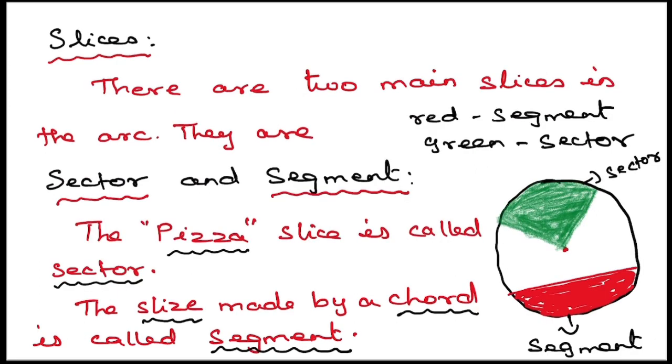Next, sector and segment. Sector: the pizza slice is called a sector, whereas a segment is the slice made by a chord, called a segment. You all must have eaten pizza; the pizza-slice shape is the sector. The green color is the sector. The chord-sized portion is the segment. The red color is the segment.